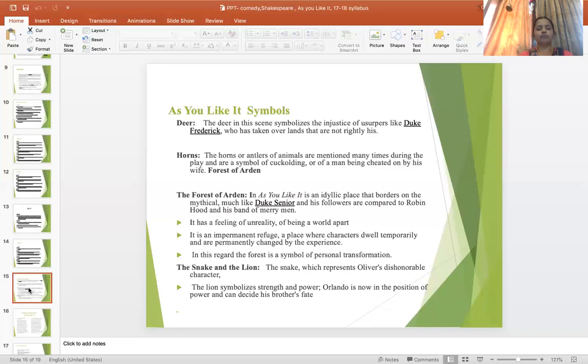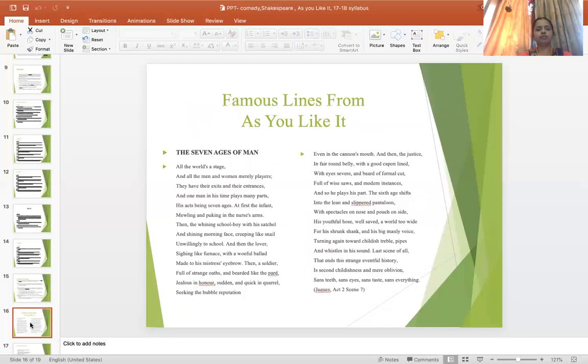I could say. And the snake and the lion are also symbols Shakespeare used. The snake, which represents Oliver's dishonorable character. The lion symbolizes strength and power. Orlando is now in the position of power and can decide his brother's fate. So these are the major symbols you could notice in the play As You Like It.